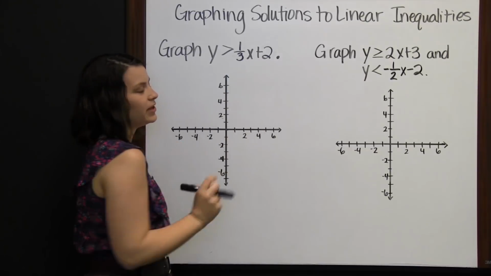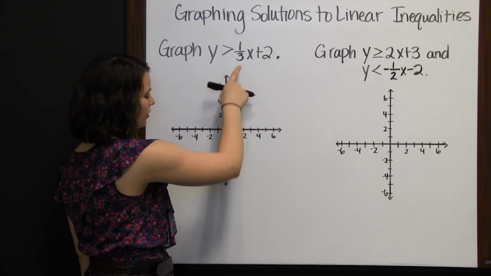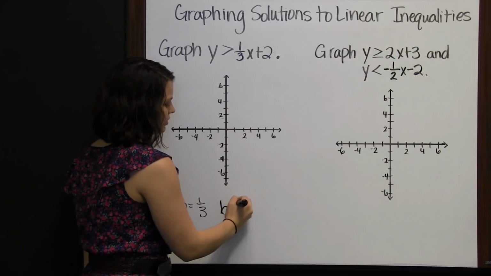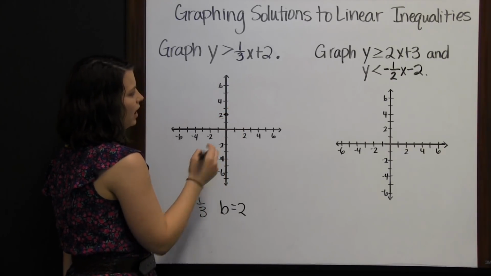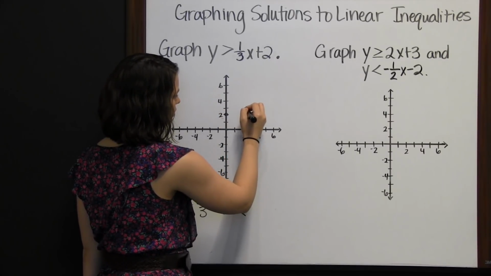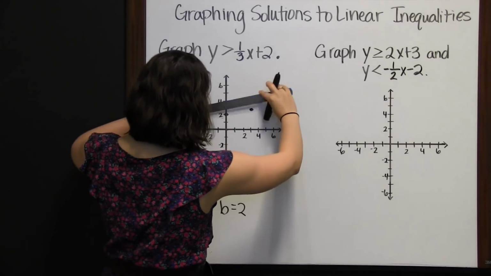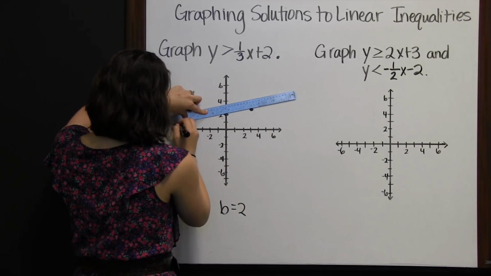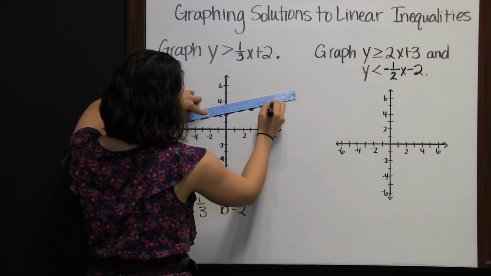This is in slope-intercept form. Y equals mx plus b. So our slope is 1/3. And our y-intercept is 2. So we're going to start with our y-intercept at 2, and then use our slope to find our next point. Rise 1, run 1, 2, 3. And then we'll draw our dashed line, connecting our 2 points.